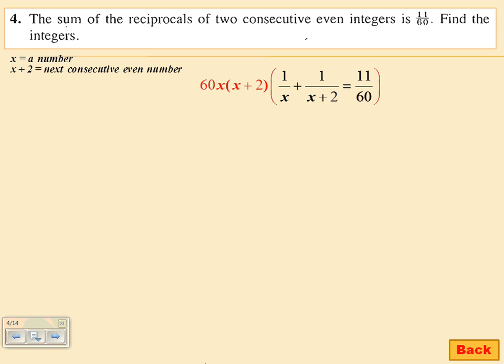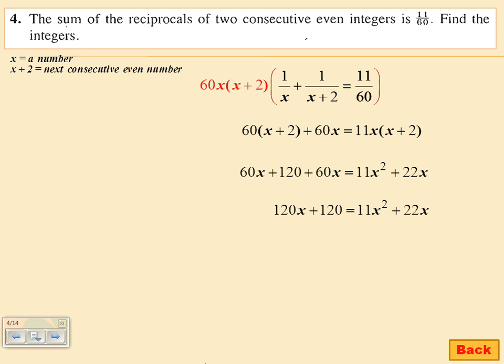I then multiply everything by 60x times x plus 2. I then get 60 times x plus 2, plus 60x, equals 11x times x plus 2. The denominators are now canceled. I can then do the distributive property. I get 60x plus 120 plus 60x equals 11x squared plus 22x. I could do some simplification on the left-hand side.